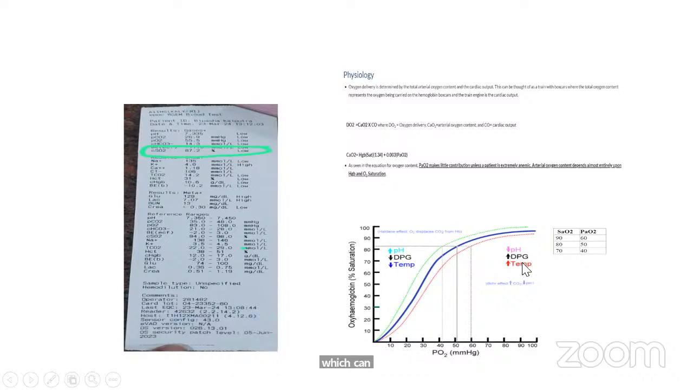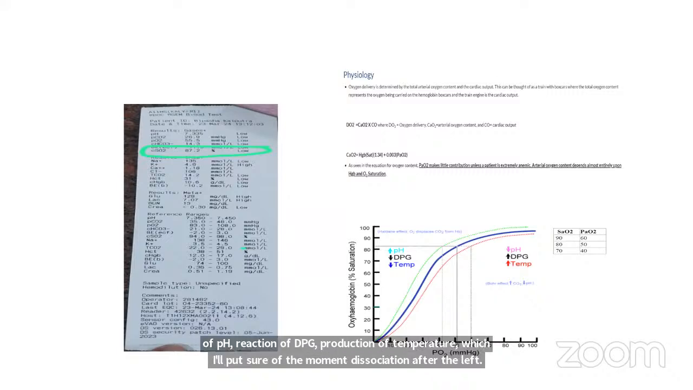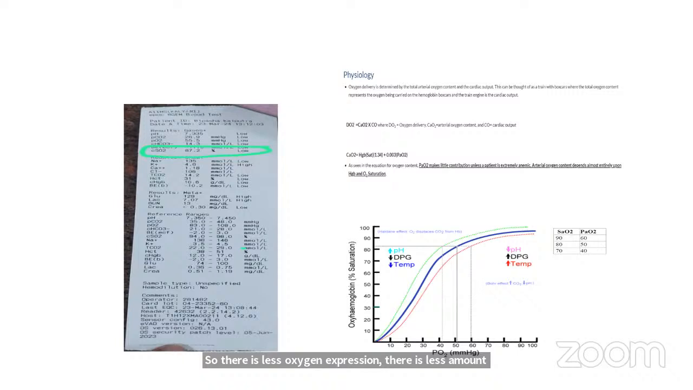We know that reduction of pH, acidosis, increased diphosphoglycerate, increase of temperature can shift your oxyhemoglobin dissociation curve to the right. So more oxygen will be available for utilization at the tissue level, more tissue oxygen extraction. And there are some factors like increase of pH, reduction of DPG, reduction of temperature, which can push your oxyhemoglobin dissociation curve to the left. So there is less oxygen extracted by the tissue. So this is how your PO2 and SO2 are related.